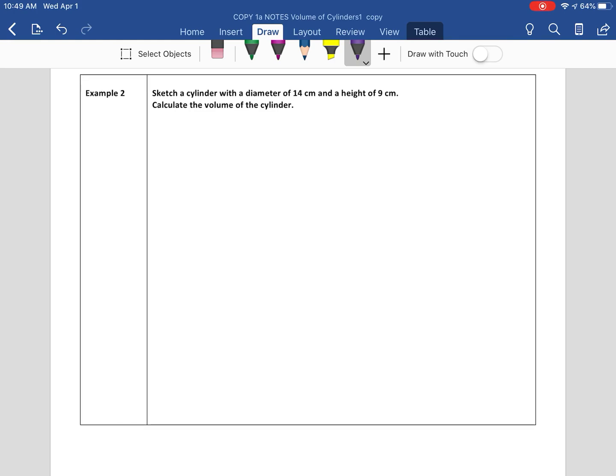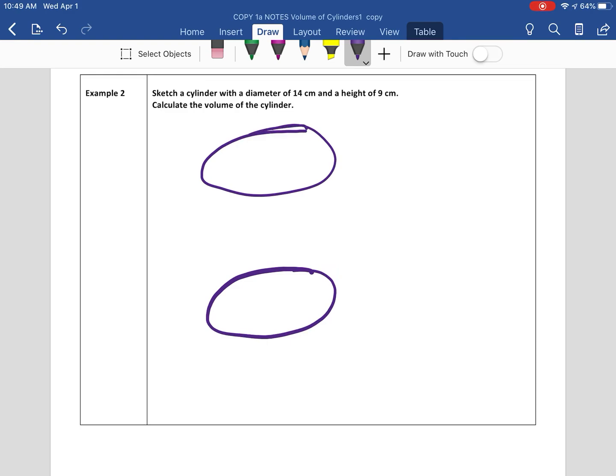Now we get to draw. You all know how I draw. Sketch a cylinder. Draw one with a diameter of 14 centimeters and a height of 9 centimeters. Calculate the volume of your cylinder. When in doubt, draw it out. The easiest way to sketch a cylinder is to remember the base is a circle, but in the 3D figure you make an oval and then make an equivalent oval above it and connect.